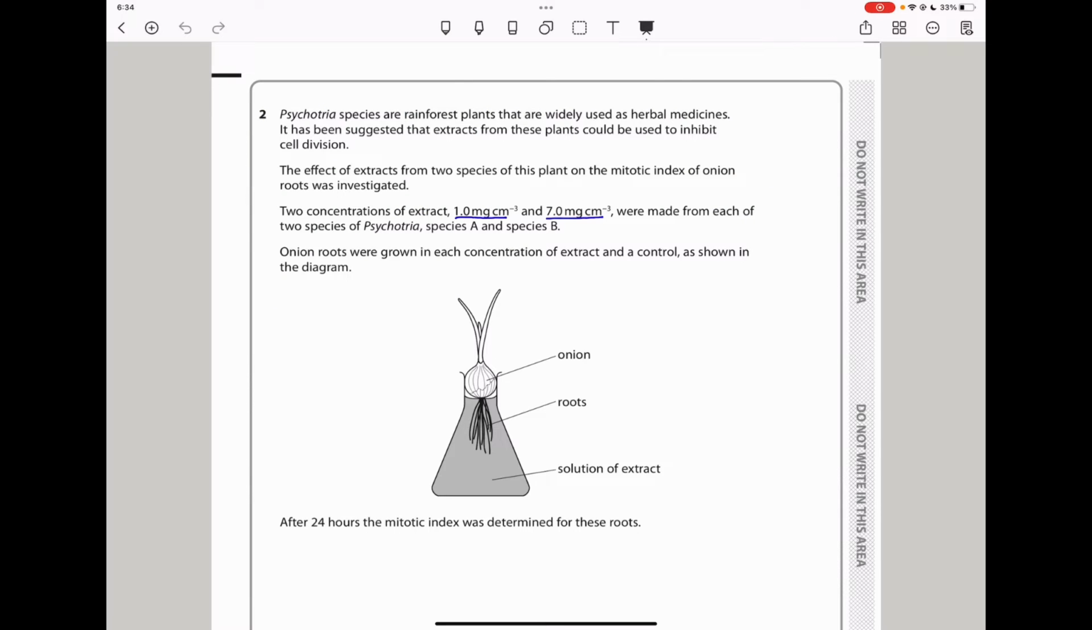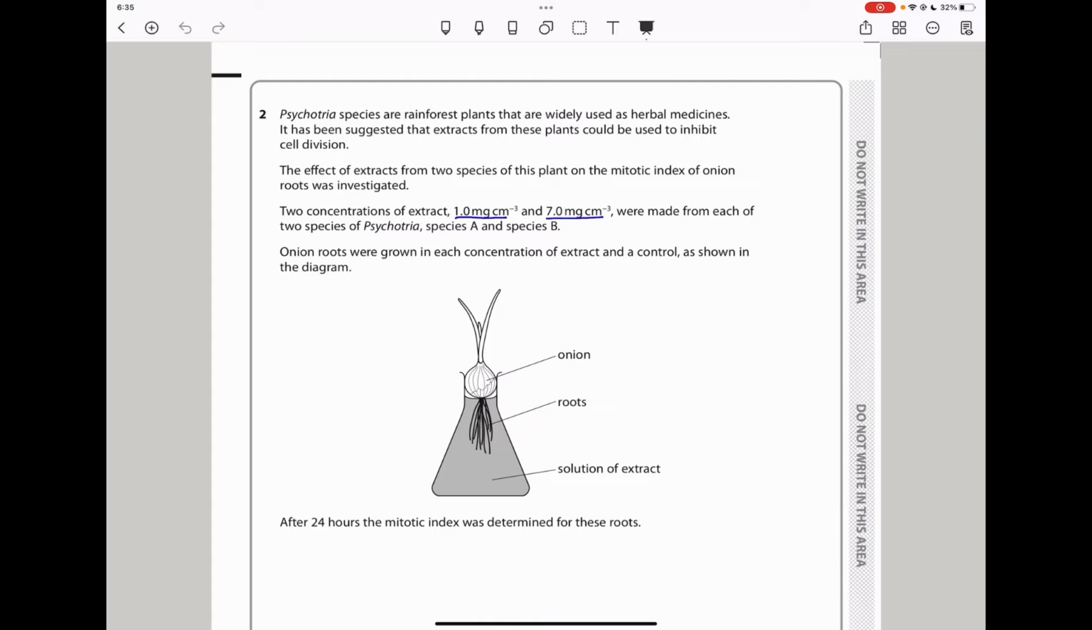Question 2. Psychotria species are rainforest plants that are widely used as herbal medicines. It has been suggested that extracts from these plants could be used to inhibit cell division. The effect of extracts from 2 species of this plant on the mitotic index of onion roots was investigated. 2 concentrations of extract, 1 milligram per centimeter cubed and 7 milligram per centimeter cubed, were made from each of the 2 species of Psychotria. We have species A and species B. Now, extracts from one of each of these was used in the experiment.